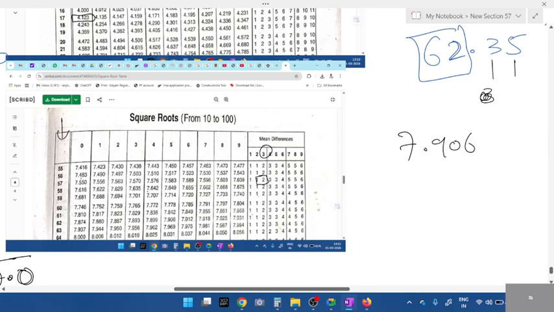7.906. 5 is given. Check the mean difference, 5. For 62 and 5, what is given? 3 is given. Add plus 3. 6 plus 3 is 9, so 7.909.